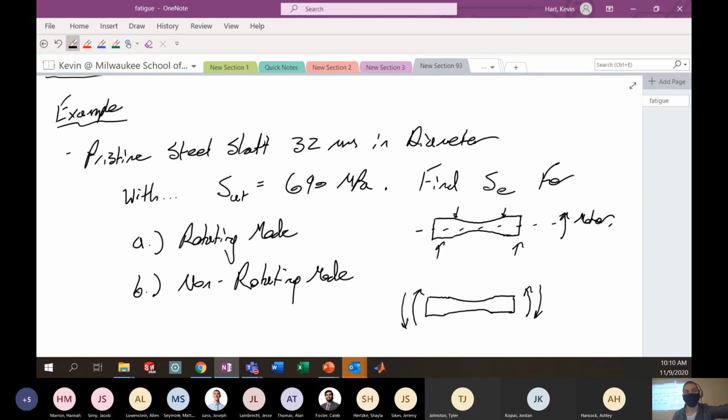Anyone in the class? Rotating. Explain why. Right, you have a higher likelihood of fully loading a flaw on the surface of the material. That's probably the best explanation. Okay, so the probability of loading a flaw on the surface is much higher if you're in the rotating mode, because every single point on the outside of the cross section is experiencing the maximum tension and compression. So we would expect this to be lower.